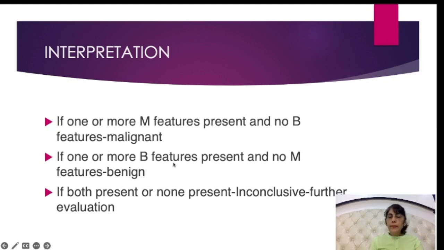So if we find both are present, like I find some features are of the benign mass and some features are of the malignant mass, then it becomes inconclusive and you might have to advise for further evaluations. And in some cases, none of them were present, it was a very haphazard mass, then also it is inconclusive and we give for further evaluation. So now let us put it with examples.